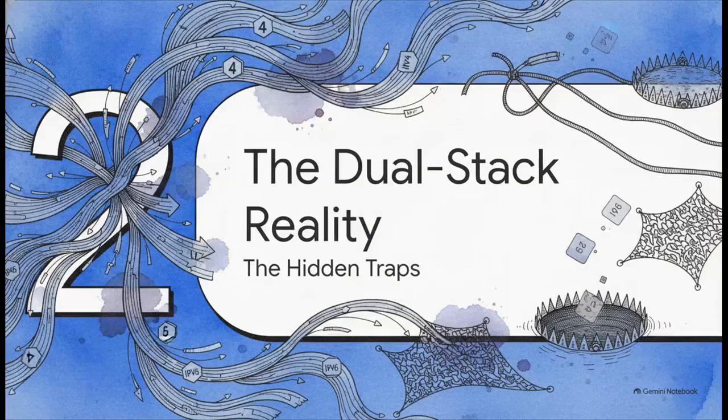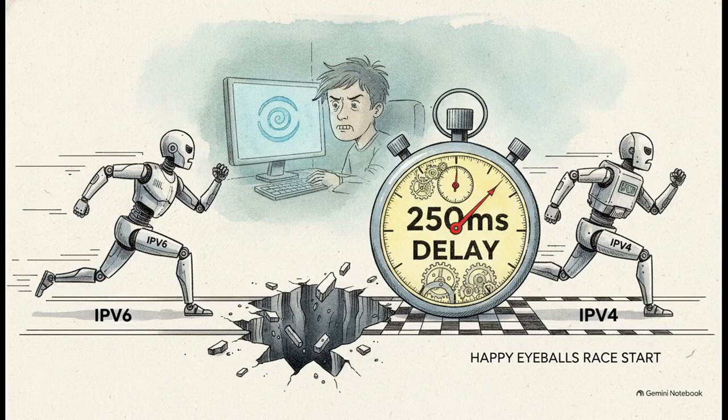If you go into troubleshooting thinking there should only be one IP, you are for sure going to be chasing your own tail. Moving right along to Section 2, the dual-stack reality, the hidden traps. Running IPv4 and IPv6 side by side introduces some completely invisible dangers. Because the reality is, most production networks today are running both stacks at the same time. In a dual-stack setup, you might actually think a connection is working perfectly fine when it's silently failing on one stack. This is due to a mechanism called happy eyeballs.